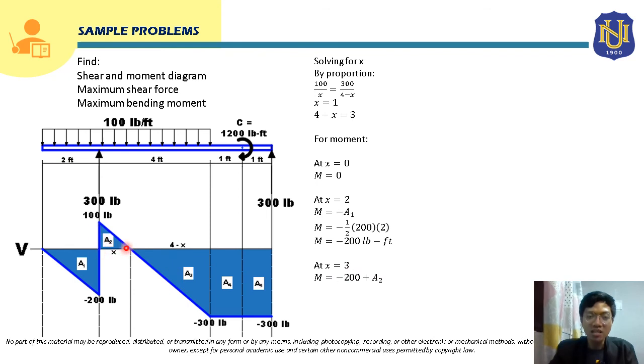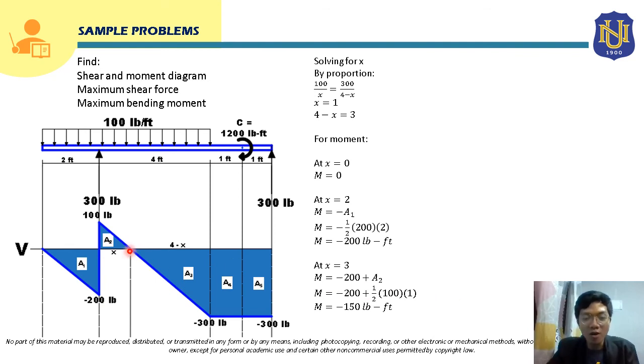This area 2 is above the x-axis, so it will be positive. That's why it will be negative 200 plus A2 here. The area 2 here is a triangle. The base of the triangle is x, which is 1, and its height is 100. Therefore, the moment here will become negative 200 plus 1/2 times 100 times 1. So the moment here will be negative 150 pound-feet.